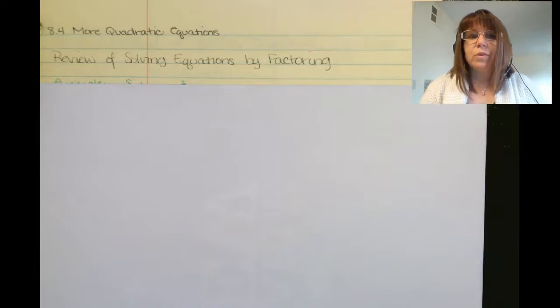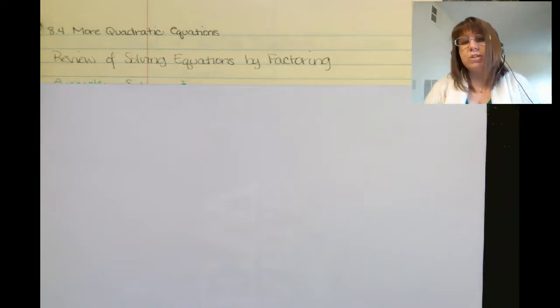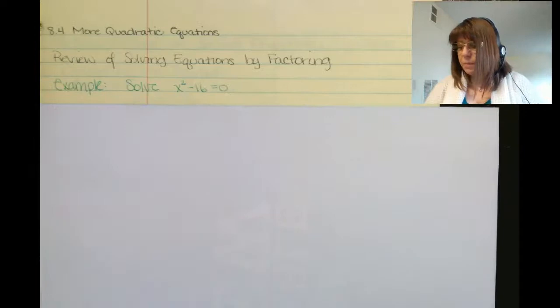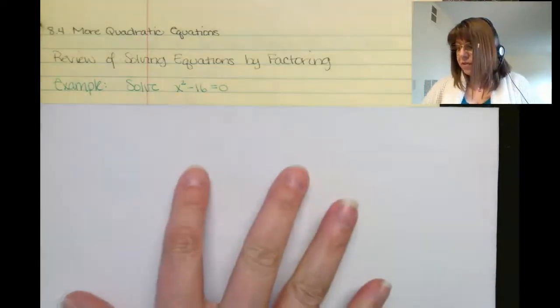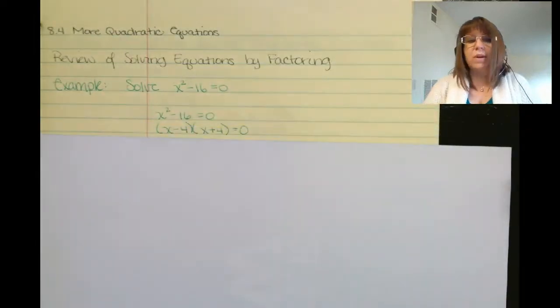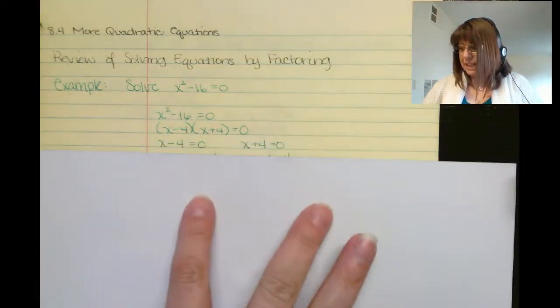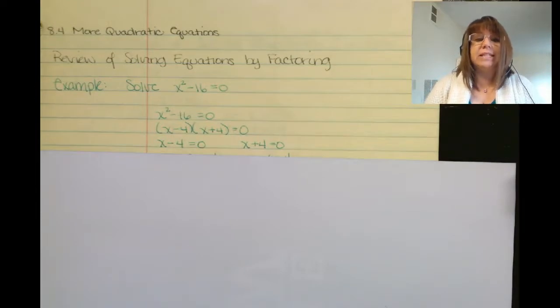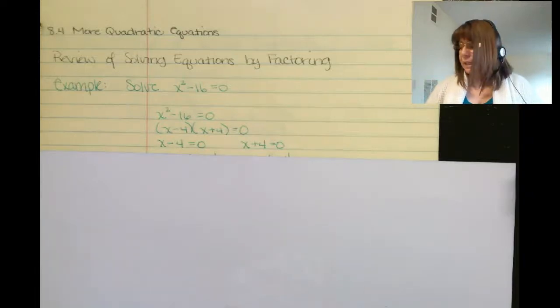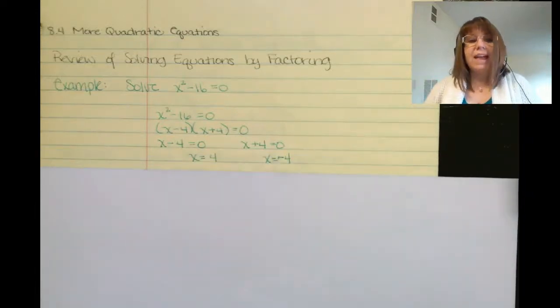So let's review solving a quadratic equation by factoring. For example, we have x squared minus 16 equals 0. Those are perfect squares, so it's the difference of perfect squares. So I have x minus 4 times x plus 4. Set each of our factors to 0, so it's x minus 4 equals 0, x plus 4 equals 0. Solve each equation separately. Therefore, I have x equals 4 as well as x equals negative 4.